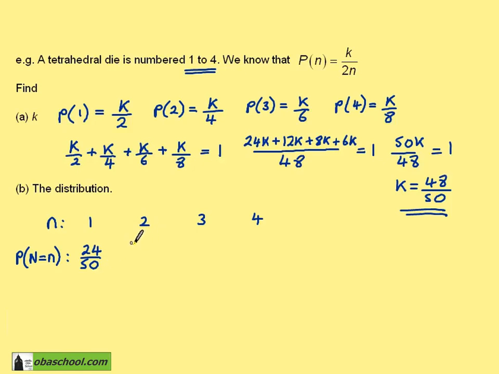Here we found k over 4, so 48 over 50 divided by 4 is 12 over 50. For n equals 3, the probability was k divided by 6. 48 over 50 divided by 6 is 8 over 50. And finally, for 4, the probability is k over 8. 48 over 50 divided by 8 is 6 over 50.